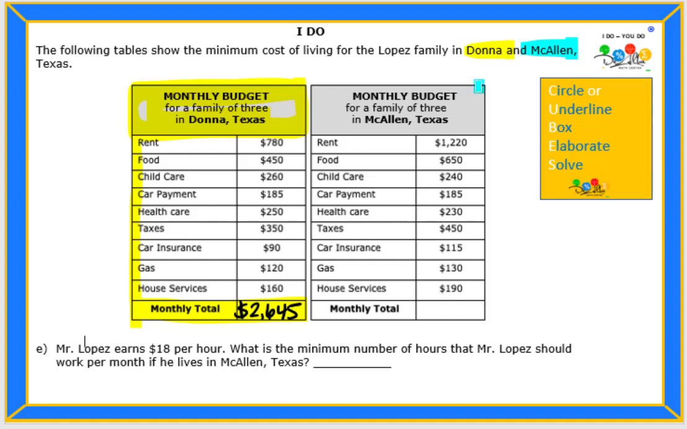And then we found the sum of all the expenses if the family lived in McAllen, Texas, and found that their monthly total in McAllen would be $3,410.